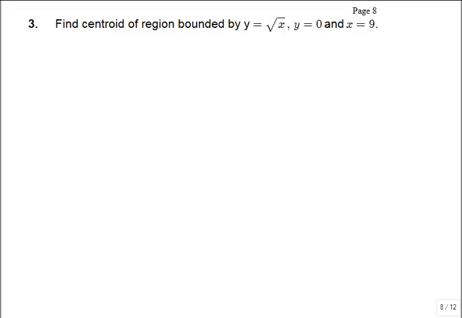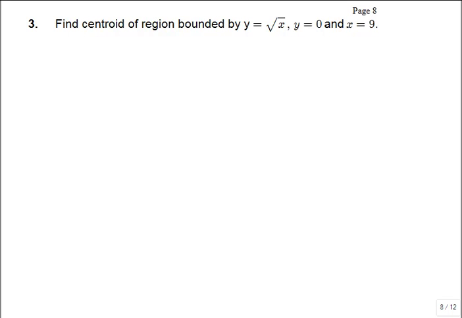Find the centroid of a region bounded by y equals square root of x, y equals 0, and x equals 9. So when it asks you to find the centroid, and it uses that word centroid, then that means you can assume that your density, your rho, is going to just be 1. So we don't need to use the rho at all.